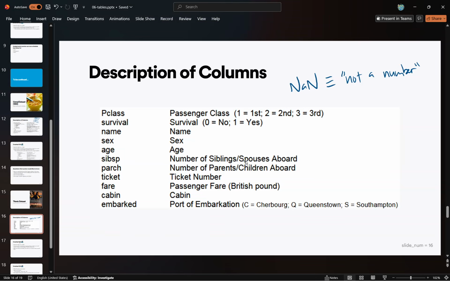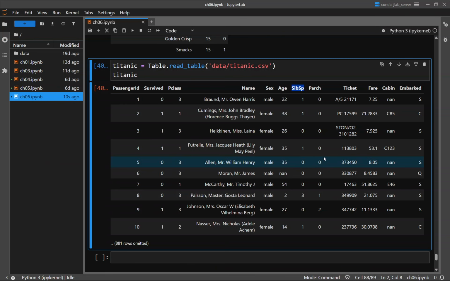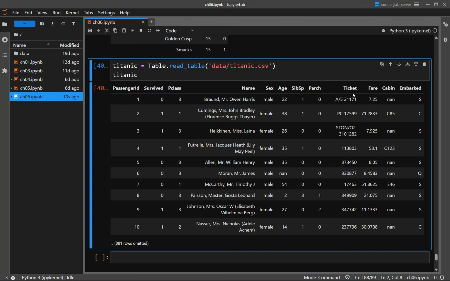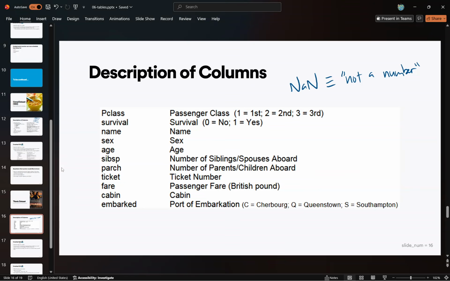SibSp means number of siblings or spouses on board the Titanic. So were they there with their wife or their husband or with their brother or sister? Parch is parents and children aboard. Likewise, was a child there with their parent, or was this parent there with any of their children? And then ticket number is not very useful for us. It's just the number that was on their ticket stub.